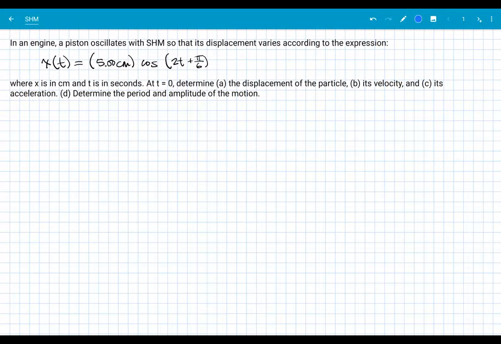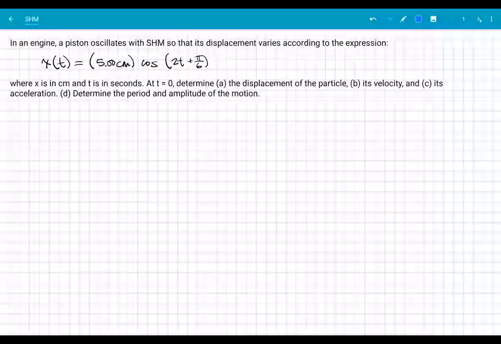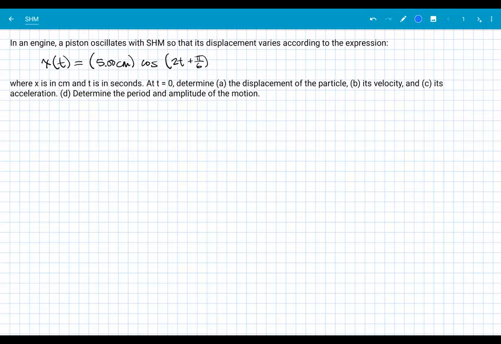All right, we have a simple harmonic motion problem here. And I'm actually going to start by reminding us about the simple harmonic motion equation. So the equation of motion for us, let's just remind ourselves of that. x of t, this is the general equation, equals A cosine(omega t plus phi).